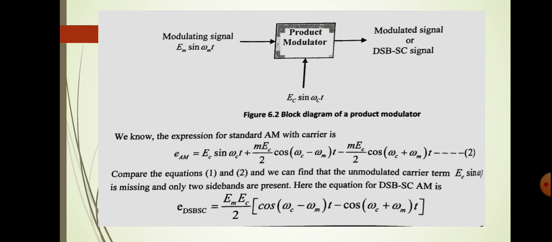So we can represent diagrammatically the generation of the DSBSC signal. We are giving the modulating signal, or information signal or baseband signal, that is EM sin omega MT, to the product modulator, and also we are giving the carrier signal, which is a high frequency signal, that is EC sin omega CT, to this product modulator, and this product modulator will find the product of these two signals. As a result, we will get the modulated signal or AM signal. This AM signal is called the DSB-SC signal.